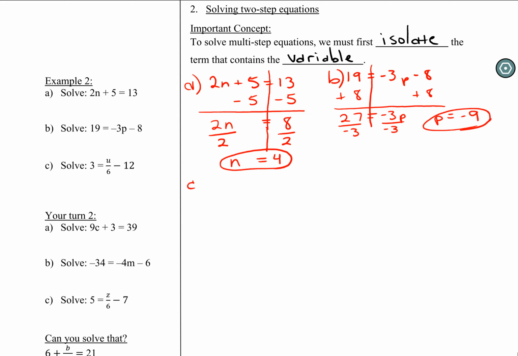And then finally c, 3 is equal to u divided by 6 minus 12. We want to add 12 to both sides.